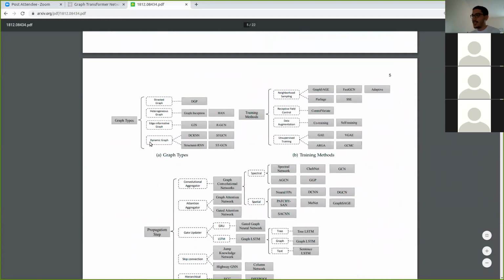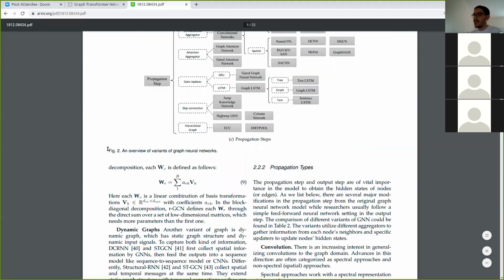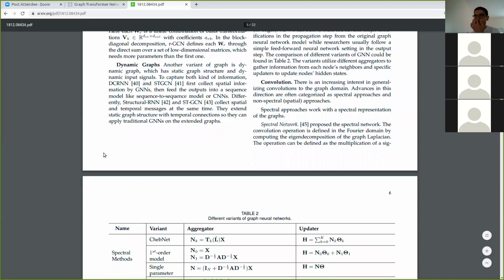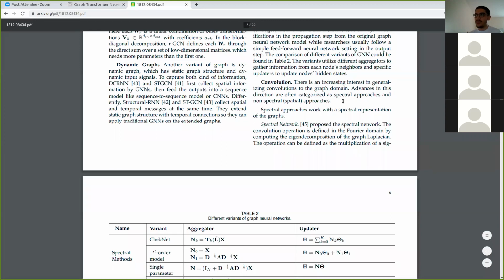But yeah, so this is a wonderful diagram of all the different types of graph neural network variants, and we will take a closer look at this one here in particular. Okay, so in terms of convolution on a graph, there are spectral approaches and non-spectral approaches. So we'll talk about a spectral approach, which relates directly to the GTN paper.